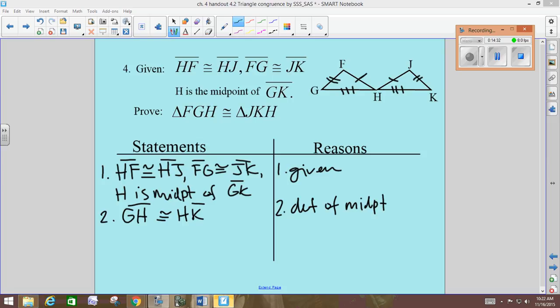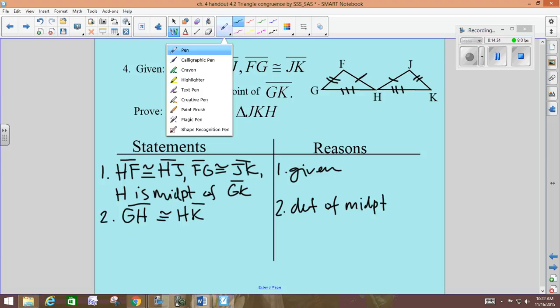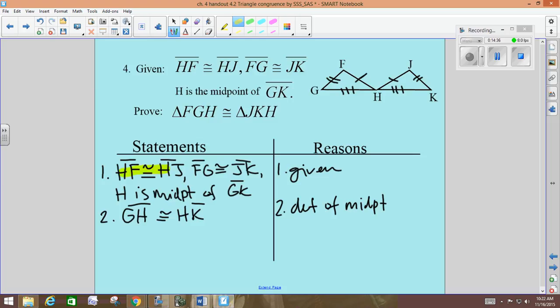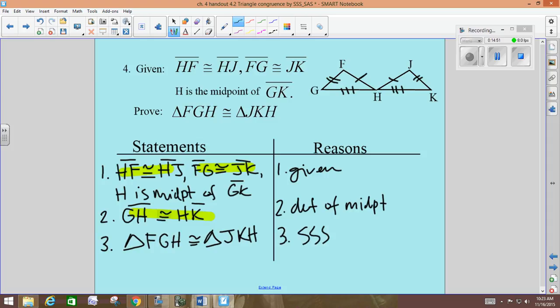Now your picture shows side, side, side. You have to double check that you have all 3 sides in your proof, which you do then. So then step 3, you're going to write triangle FGH is congruent to triangle JKH by side, side, side. Okay, you have to make sure you have all the parts in your proof. Can't skip anything. Questions on that proof? Neat.